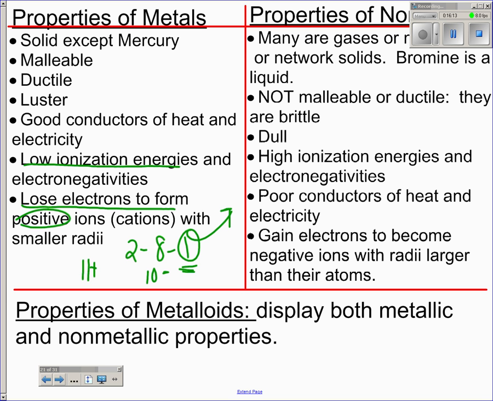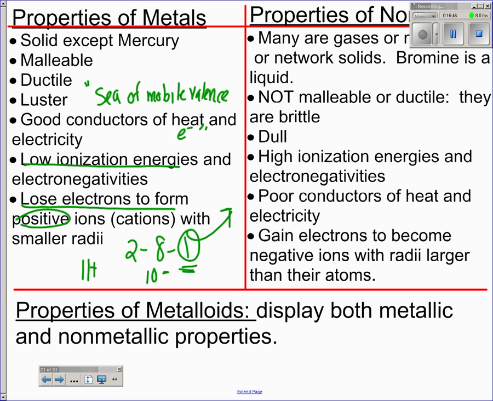The other thing that's important to know about metals is they are good conductors of heat and electricity. Why? The reason is because they have a sea of mobile valence electrons. What does that mean? That means that whenever you have mobile particles, moving charged particles, they have to be charged. Whenever you have moving charged particles, and solid metals have moving charged particles, you can conduct an electric current.